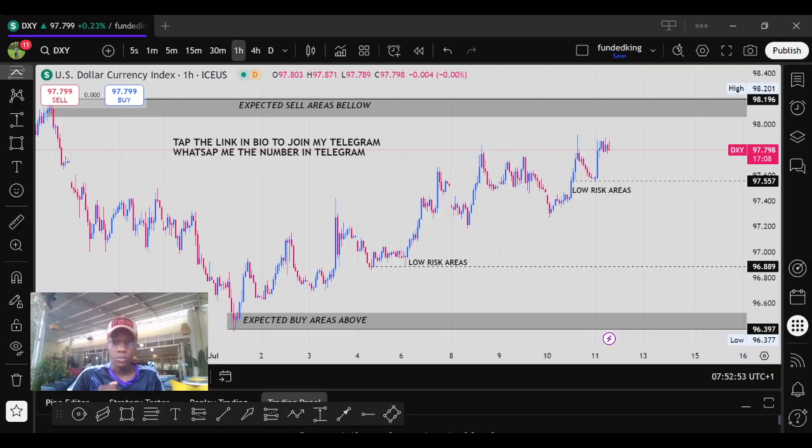Okay, so DXY is like that. Now I'm going to do the analysis of EUR/USD, then have your tea while we wait for the market. You know, in the forex market you always have to wait for the market to react. It's always a reaction.